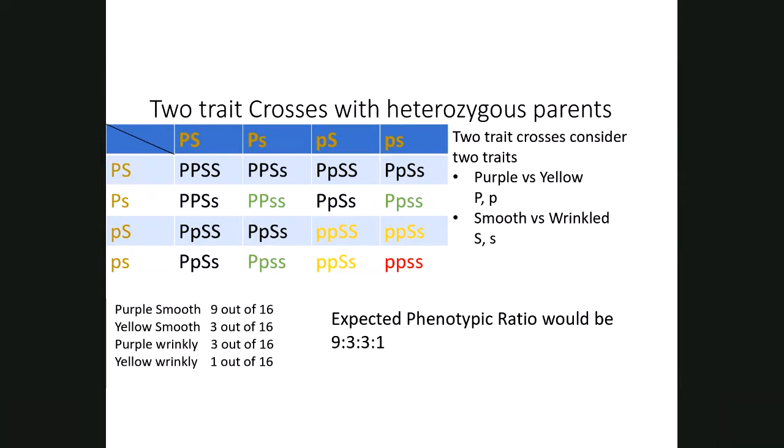So, for example, okay, we have two-trait crosses in corn, a different corn cob. And this corn cob will have purple versus yellow corn kernels. And some of those corn kernels that are purple or yellow will either be smooth or wrinkled. And we're doing a dihybrid cross.